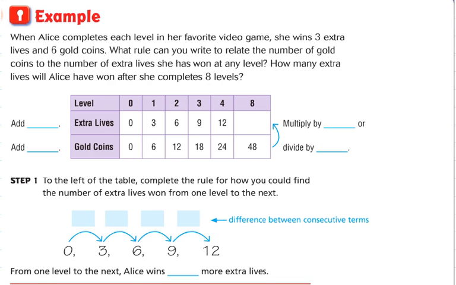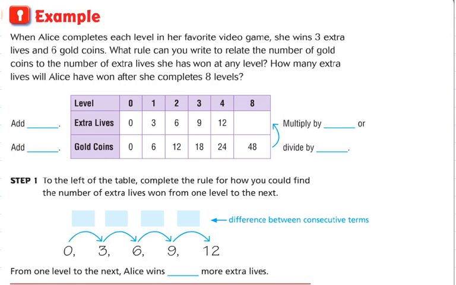Now we're going to try another example here. It says, when Alice completes each level in her favorite video game, she wins 3 extra lives and 6 gold coins. What rule can you write to relate the number of gold coins to the number of extra lives she has won at any level? How many extra lives will Alice have won after she completes 8 levels?